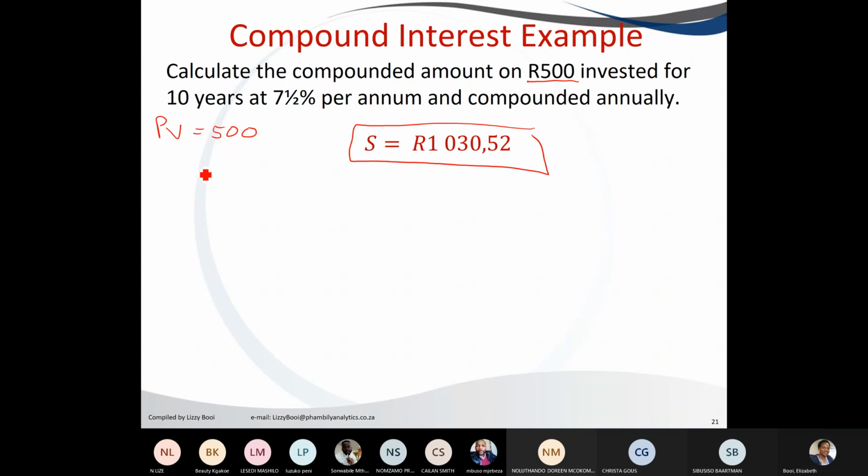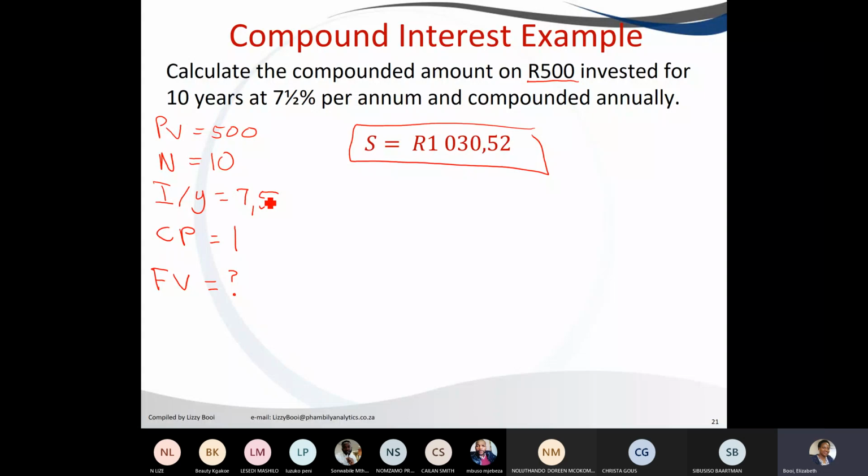Our N is equal to 10. Our I/Y, which is our interest, is equal to 7.5. Our compounding period is equal to 1. With all those given, what do we need to calculate? The future value, which is FV. That's what we need to be calculating.